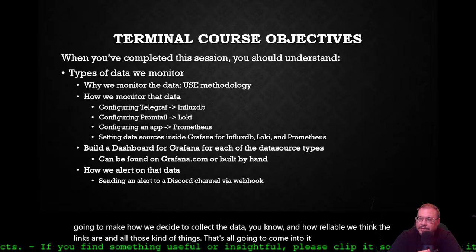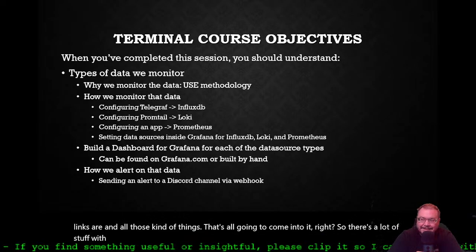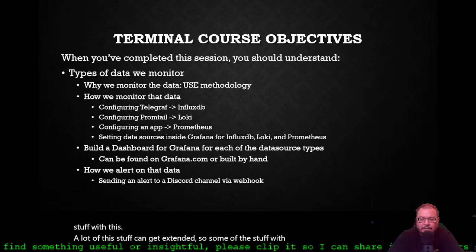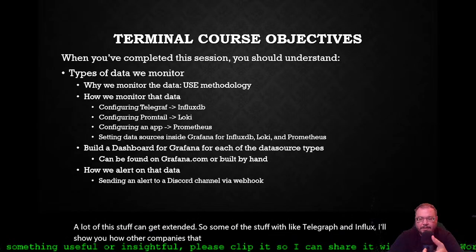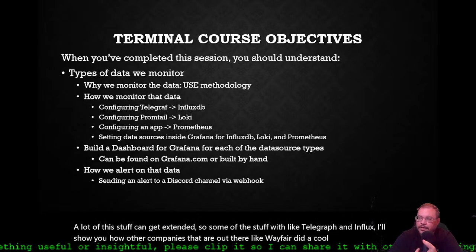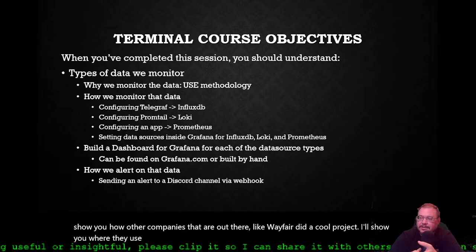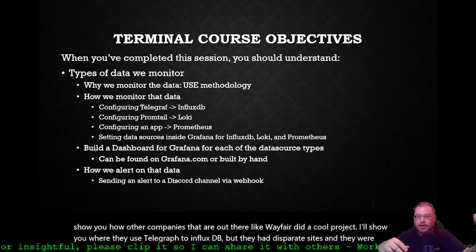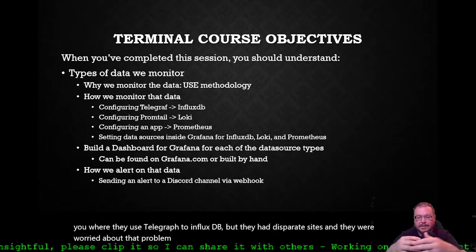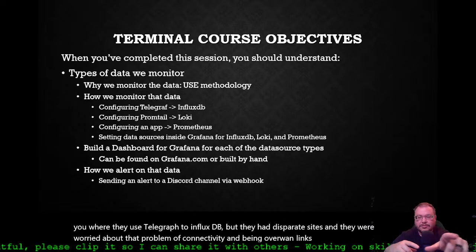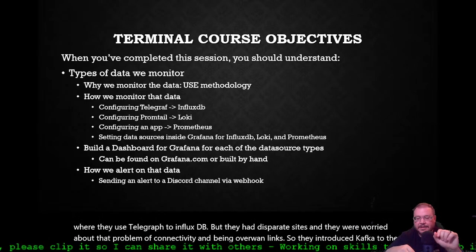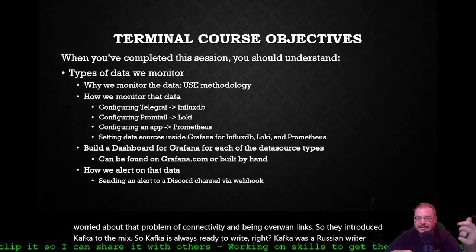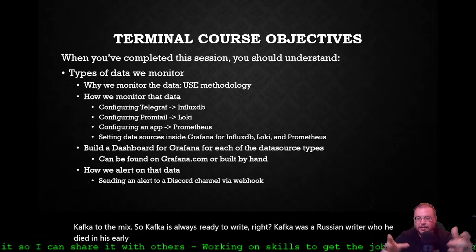So there's a lot of stuff with this, and a lot of it can get extended. With Telegraf and Influx, I'll show you how other companies, like Wayfair, did a cool project. They used Telegraf to InfluxDB, but they had disparate sites and they were worried about connectivity over WAN links. So they introduced Kafka to the mix. Kafka is always ready to write, right? Kafka was a Russian writer who died in his early 20s, but he had over 30,000 short stories.